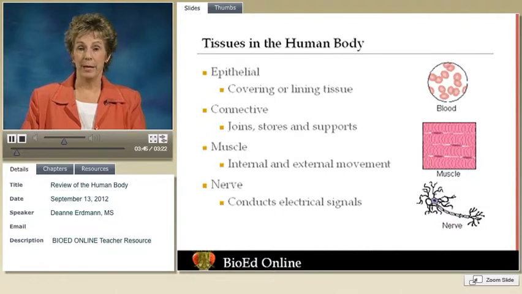Muscle tissue: we have 3 kinds of muscle tissue in the body: smooth, skeletal, and cardiac muscle. And we're going to look at those in a little bit more depth in a later slide. And finally, nerve tissue. Nerve tissue is made of 2 kinds of cells: neurons and neuroglia. And the neuroglia are supporting cells.